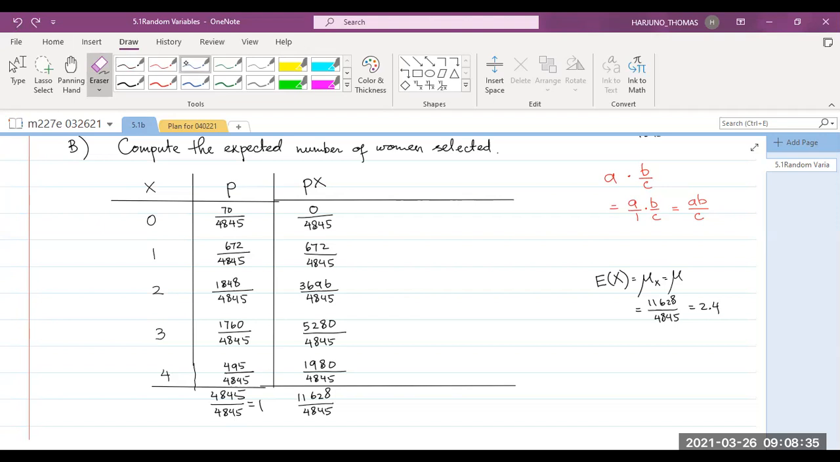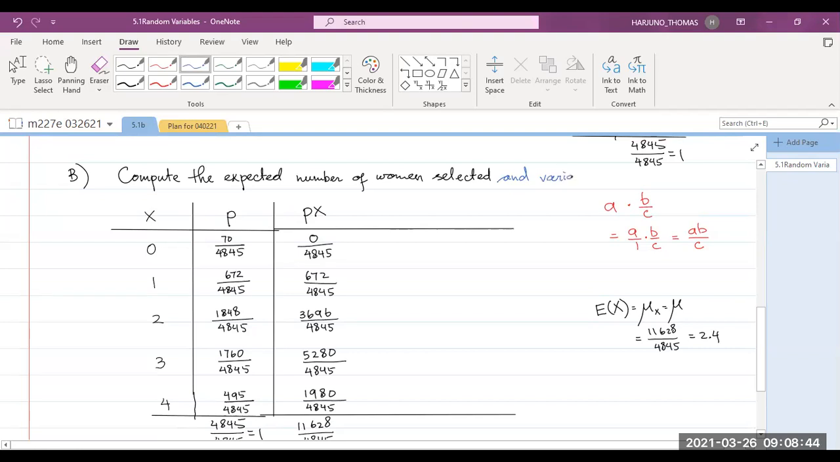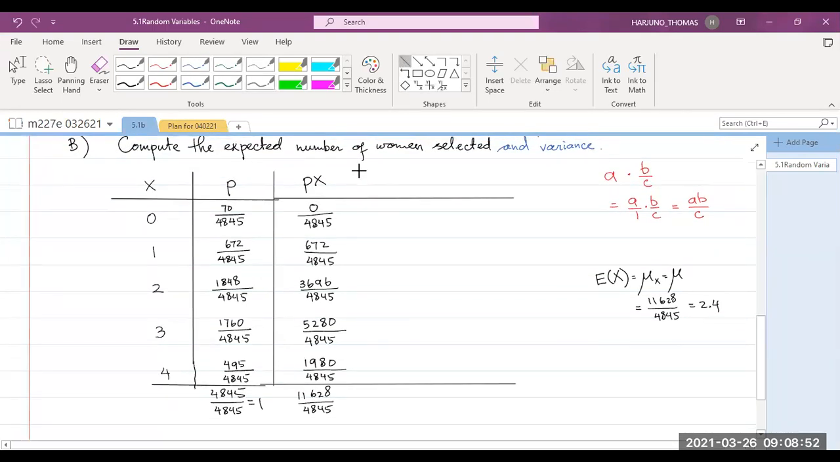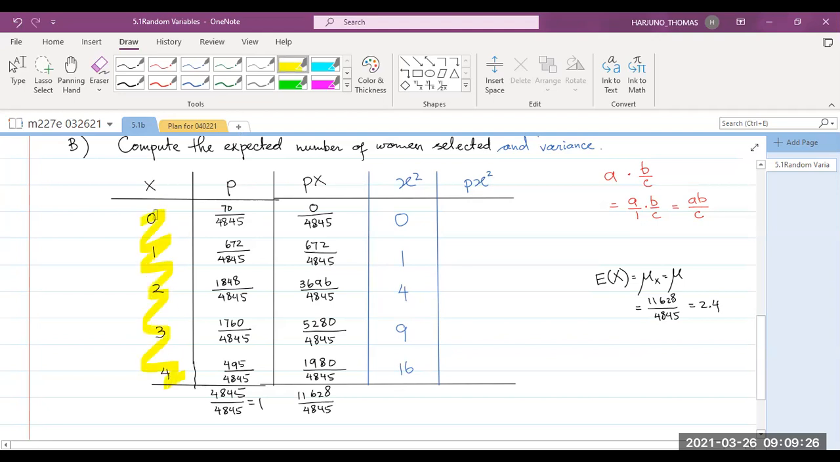Okay, now that's the expected value. Let's continue with the variance. Now, how to compute the variance? We do a further extension for x squared and p times x squared. Okay, so x is 0 squared, that's 0. 1 squared is 1. 2 squared is 4. 3 squared is 9. 4 squared is 16. So I got them from here. I square each one of them to get this.